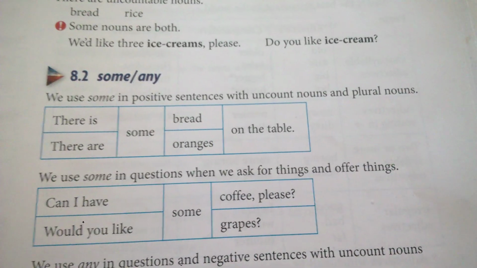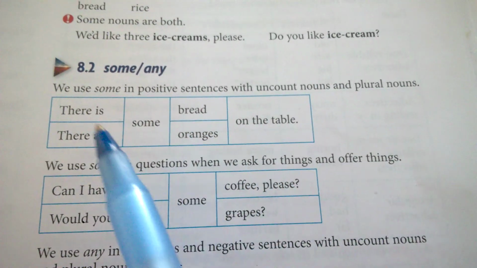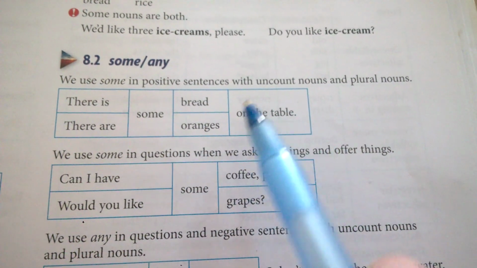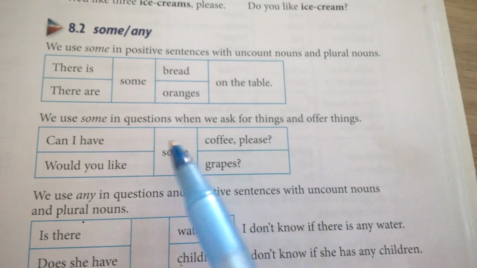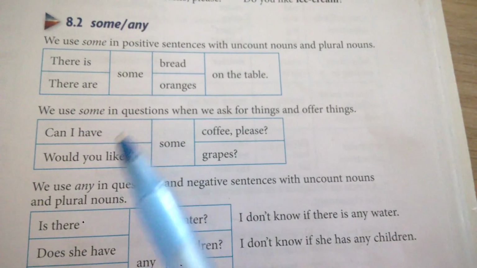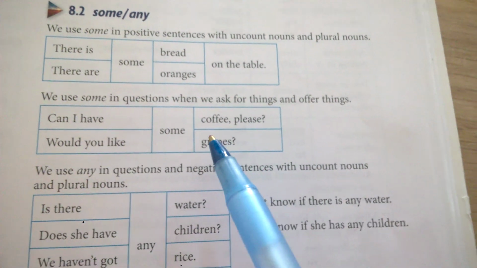Well, some is a word that we use when we describe a positive sentence. So there is some bread, there are some oranges on the table. But we also use some in questions when we ask for things and offer things. So very often the answer to these questions would be yes. If you're at a restaurant and you say, can I have some coffee please? Then the waiter is probably going to say yes.